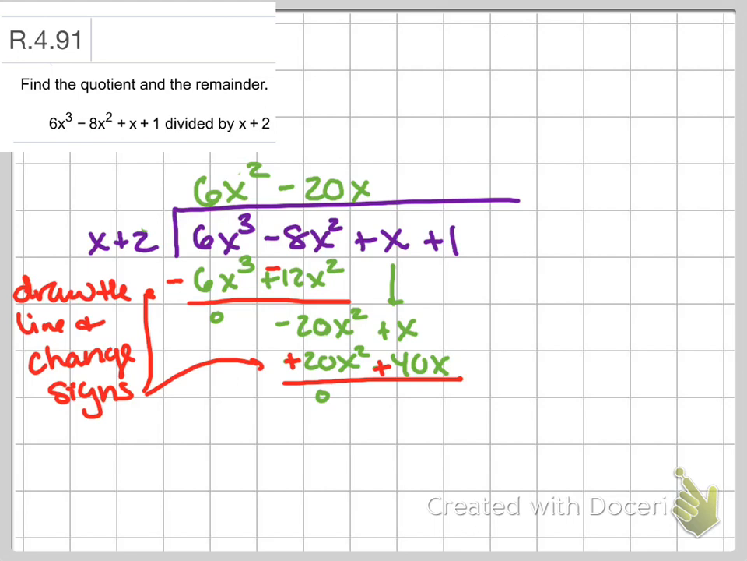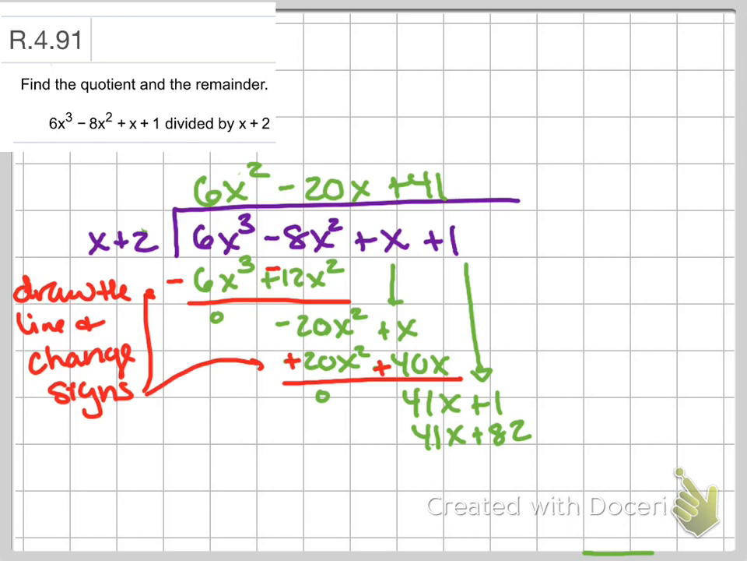Positive x and positive 40x makes a positive 41x, and then we're ready to bring down the plus 1 and do our last round. What do we multiply x by to turn into a 41x? Just a 41, so plus 41. Just like in the last problem, we're going to take that 41 and distribute it through to both the x and the 2. So 41 times x makes 41x. 41 times 2 is 82.